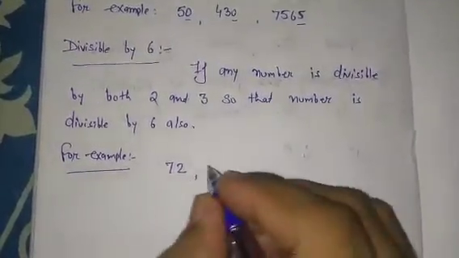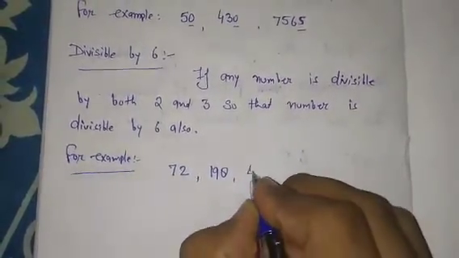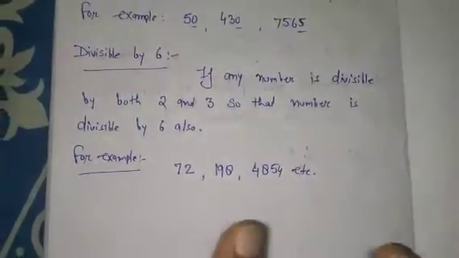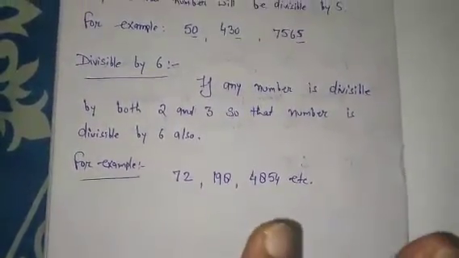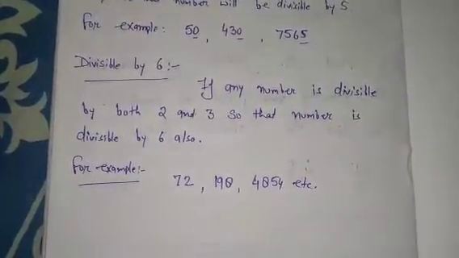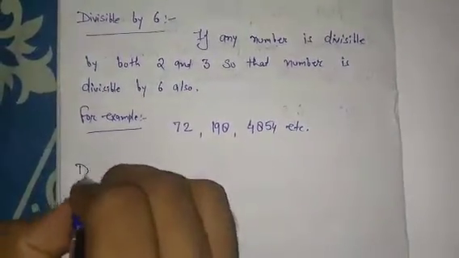Okay. There are some other numbers also, for example 198, then 4854, etc. These types of numbers will be divisible by 2 and 3 both, so these numbers will also be divisible by 6. Clear students? Now the next rule is related to divisibility by 8.